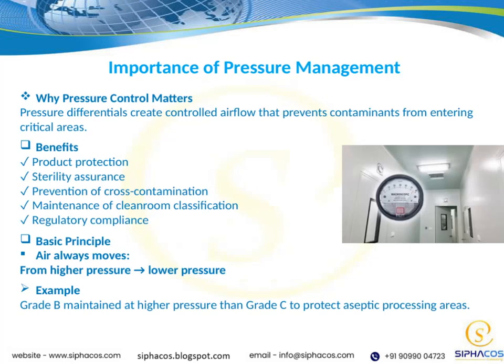Pressure management is a key part of keeping sensitive environments safe and clean. When we control pressure differences, we create airflow that stops contaminants from sneaking into critical spaces. This protects products, ensures sterility, and prevents cross-contamination. It also helps maintain cleanroom standards and meets regulatory requirements. The basic idea is simple: air always flows from areas of higher pressure to lower pressure. For example, Grade B areas are kept at higher pressure than Grade C, safeguarding aseptic processing zones.